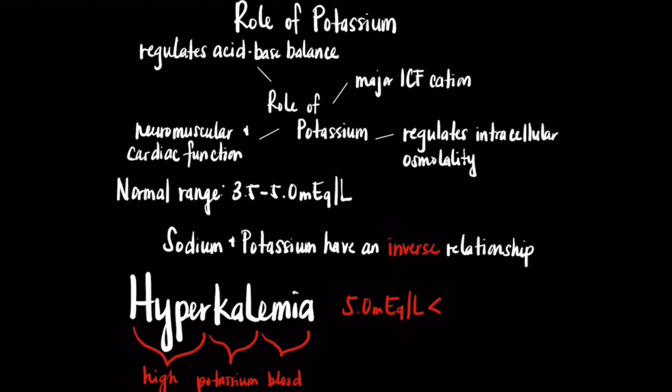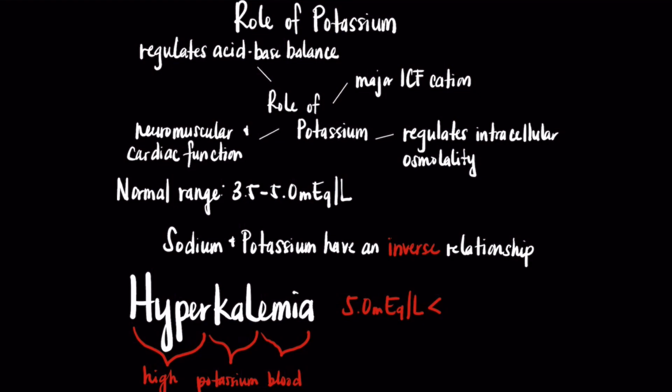So before we discuss hyperkalemia, it's important to first discuss the different roles that potassium has in the body. Potassium is the major intracellular fluid cation that helps regulate intracellular osmolality, neuromuscular and cardiac function by way of the sodium-potassium pump, as well as regulating acid-base balance. The normal range for potassium is between 3.5 to 5 milliequivalents per liter.